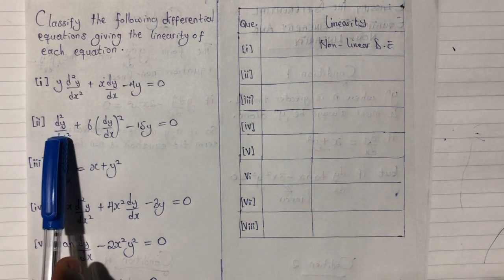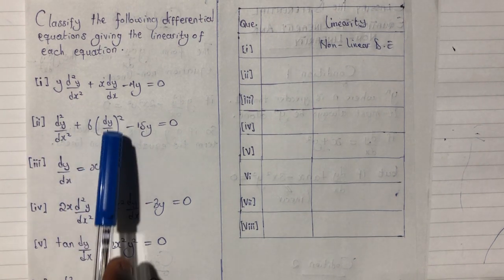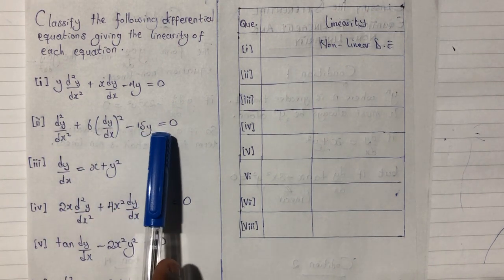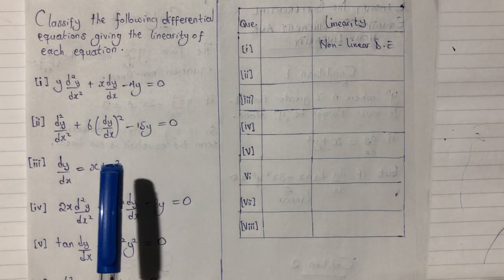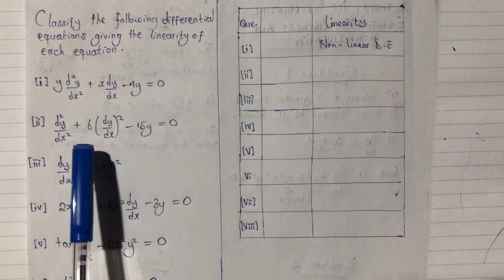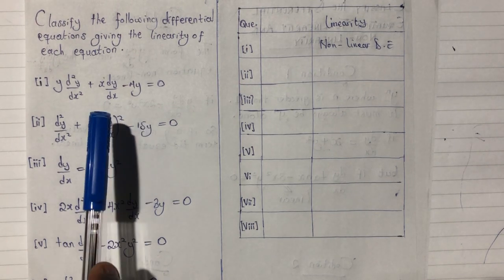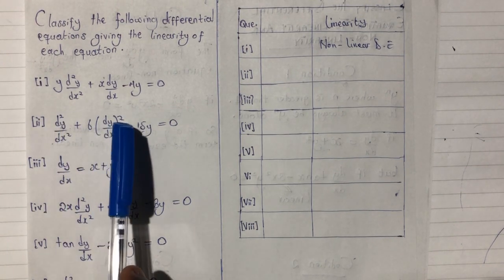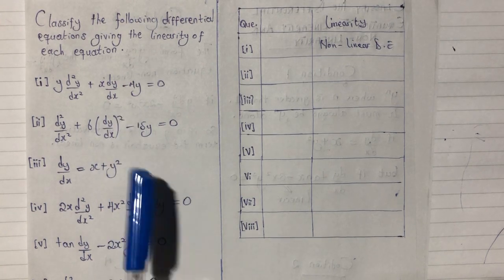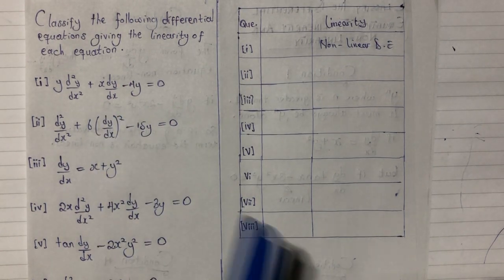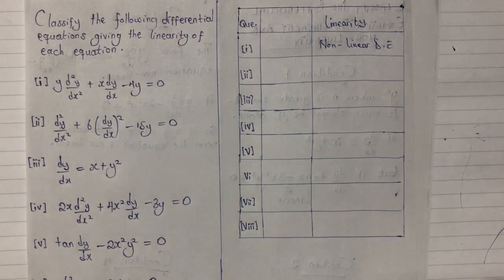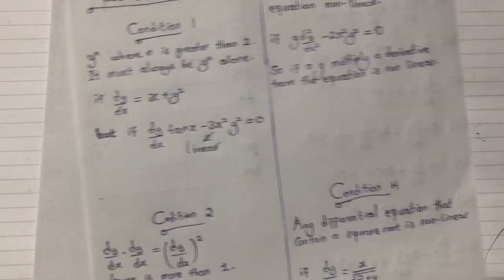Number 2, we have the square root of y, d squared y over dx squared plus 6 (dy/dx) all squared minus 15y equal to 0. Let's locate if we can find a condition. So we have a condition here, (dy/dx) all squared. This means this derivative multiplying itself 2 times, it qualifies. It is part of the conditions that we spoke of. So this is a nonlinear differential equation. So let's go and check.